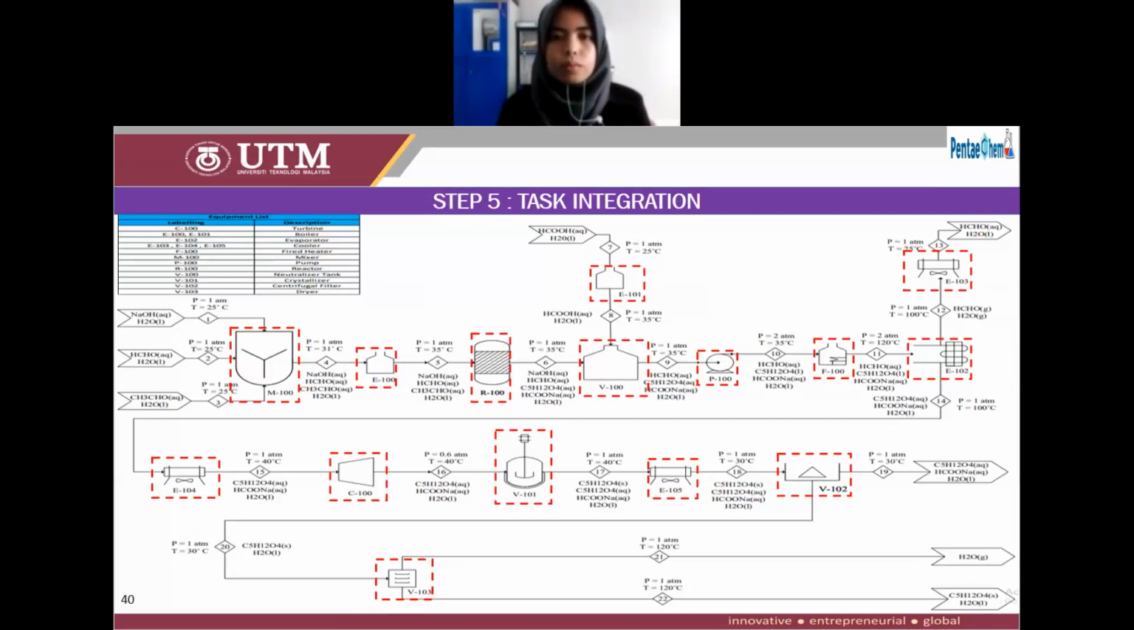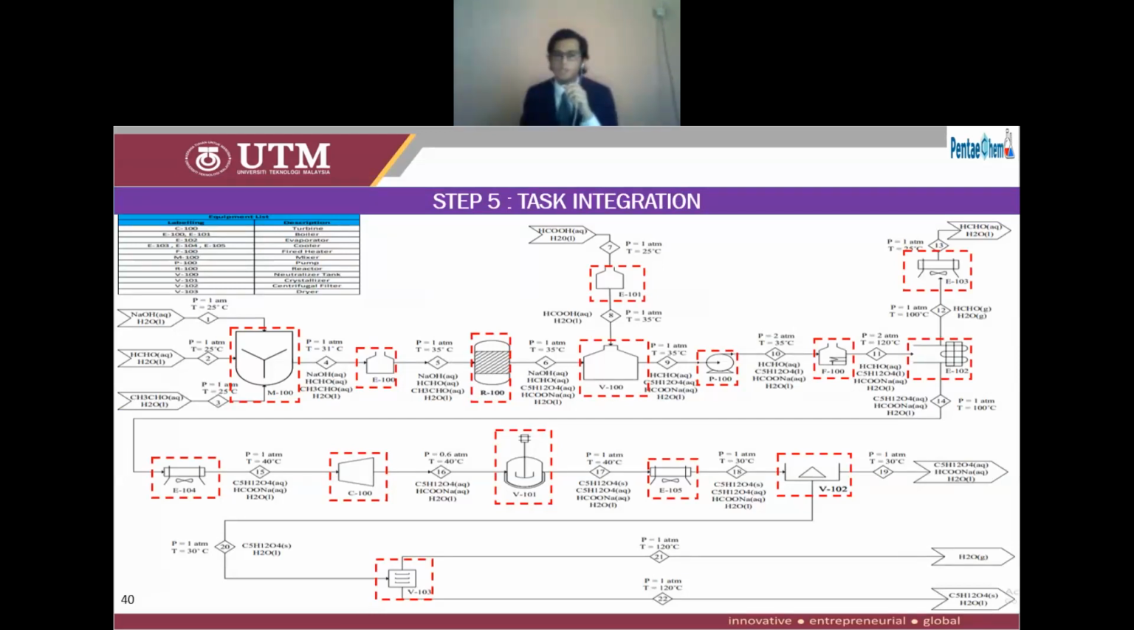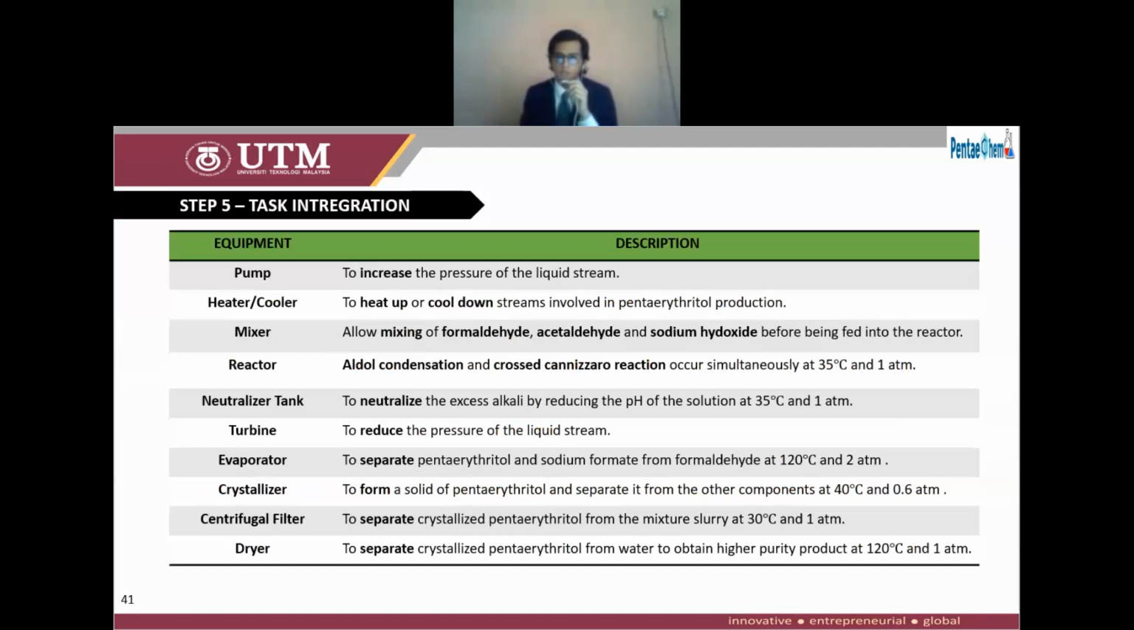Step 5, task integration. For this process flow diagram, there are a total of 15 equipment used in this production. Next. This is the functionality of each equipment. The first equipment is the pump. Pump is used to increase the pressure of the liquid stream. Next, heater and cooler are used to heat up and cool down the streams involved in the pentaerythritol production.